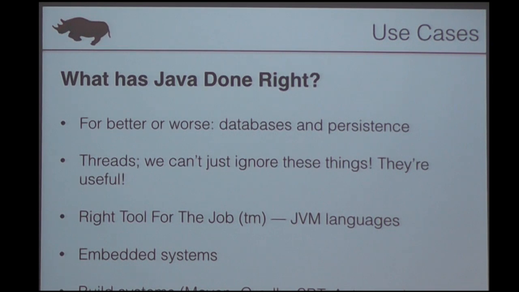Now I'm going to skip embedded systems a little bit, but build systems. This is huge. Java build systems are extremely advanced. They're very mature. Maven, for better or worse, is a good build system.